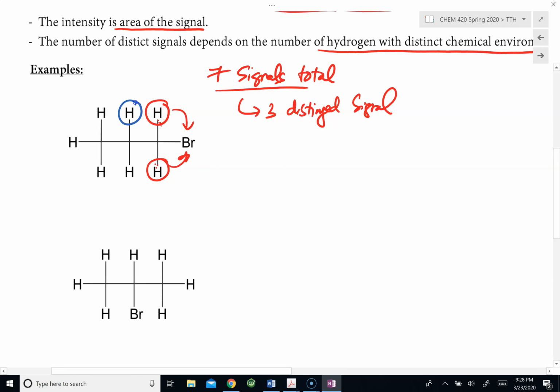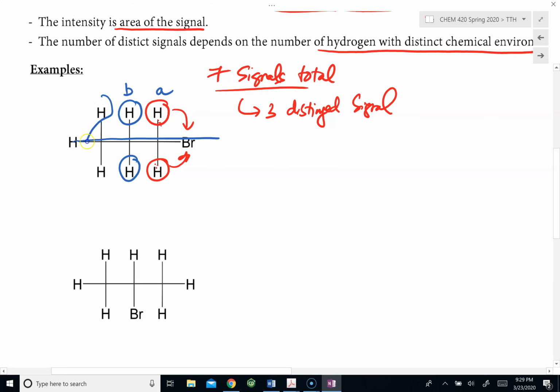And next, for these two hydrogens right here, they are chemically equivalent as well. The reason why is they look symmetrical. There is plenty of symmetry in them. And these two hydrogens are basically exactly the same thing. So therefore, it will give us another distinct signal. Let's say this is signal B, and the previous one was signal A.